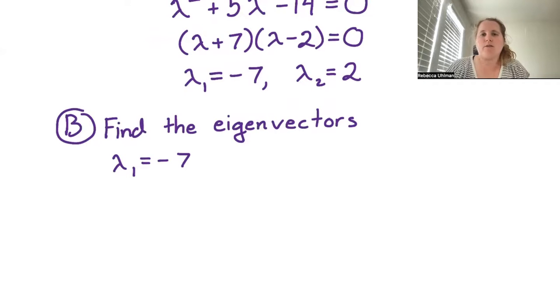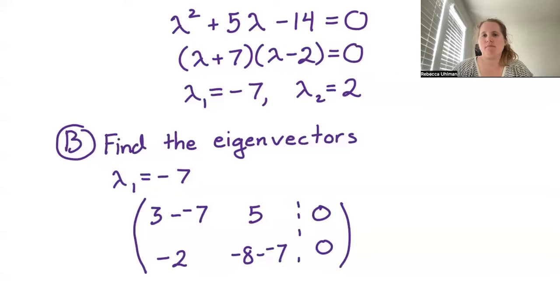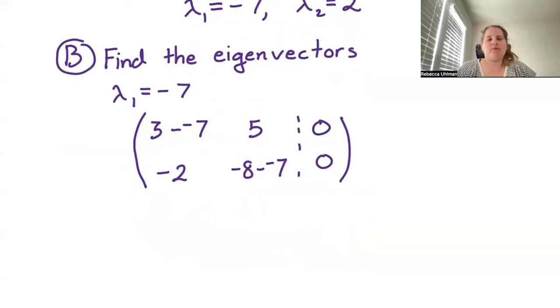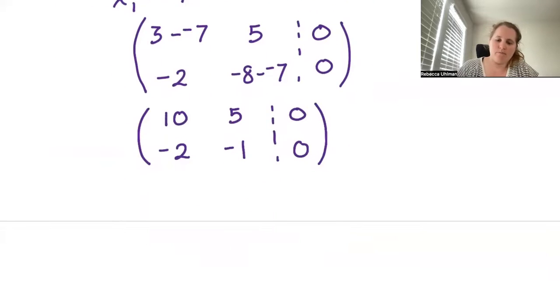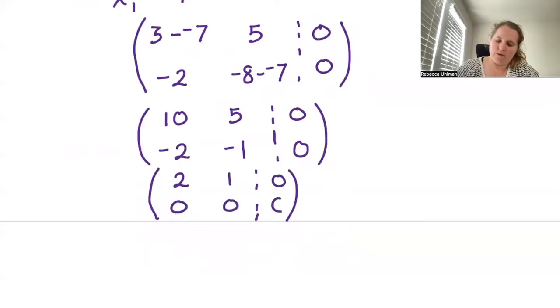All right, so we have 3 minus -7, 5, and then augmentation 0 for the first row, -2, -8 minus -7, augmentation 0 for our second row. So we are looking at 10, 5, 0 for our first row, -2, -1, 0 for our second row. Or reducing, we have 2, 1, 0 for the first row. And then the two rows just cancel each other out.